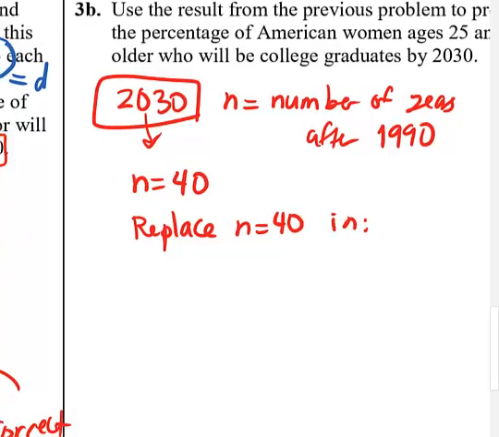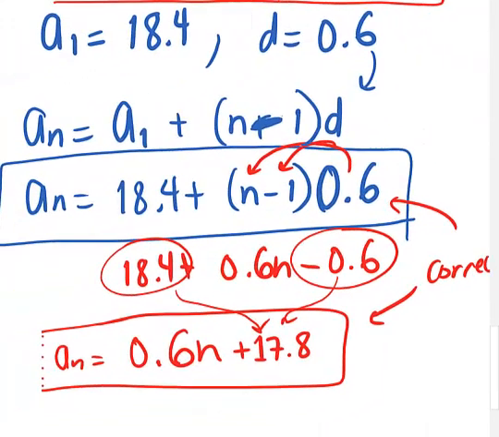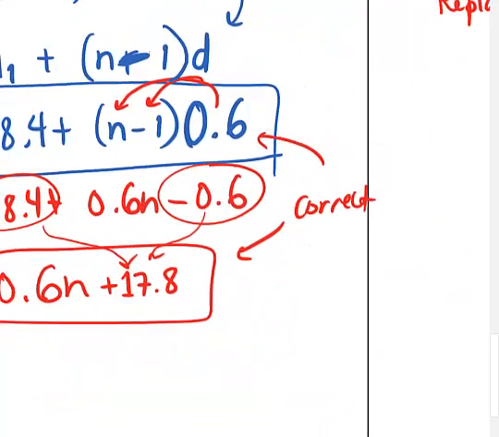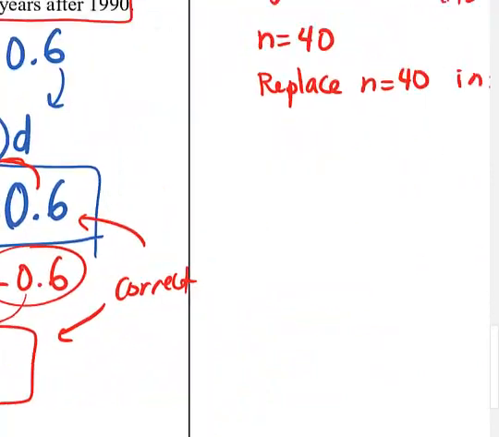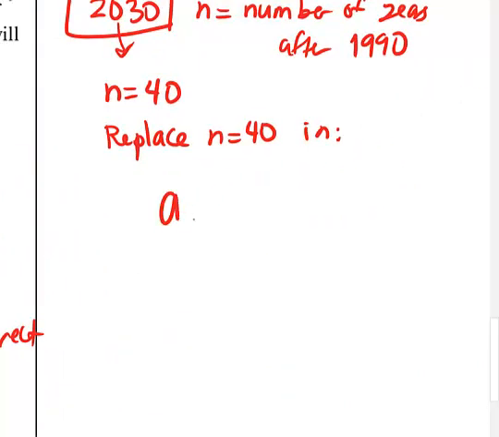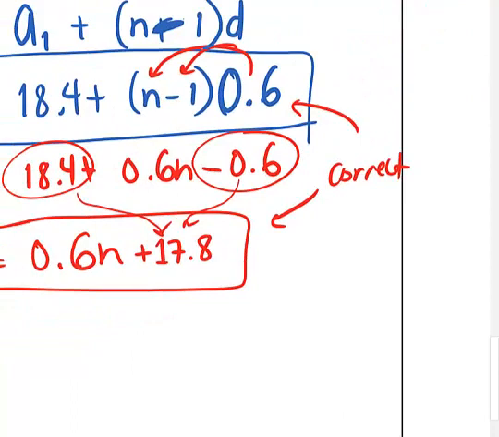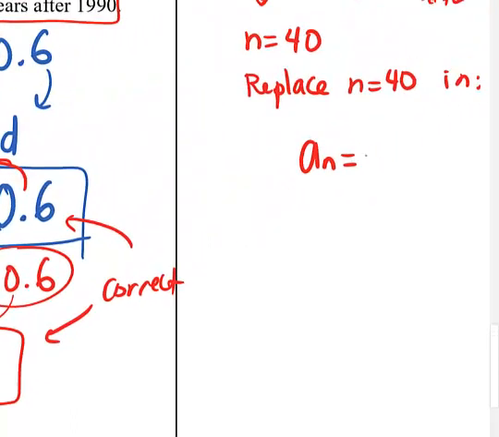And now it's up to you, because we have two forms of that general term. I guess the bottom one's a little simpler. We did a lot of work to simplify it. We might as well use it, huh? What do we say it was? a sub n equals 0.6n plus 17.8.